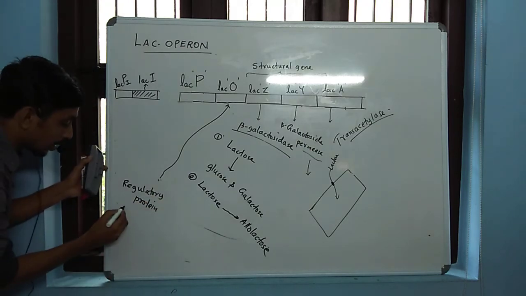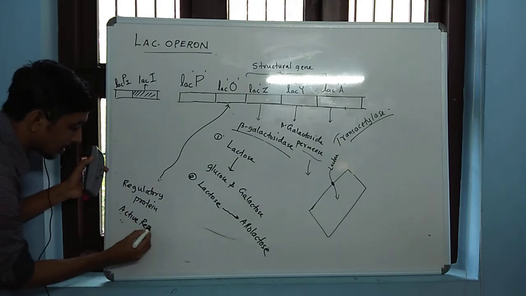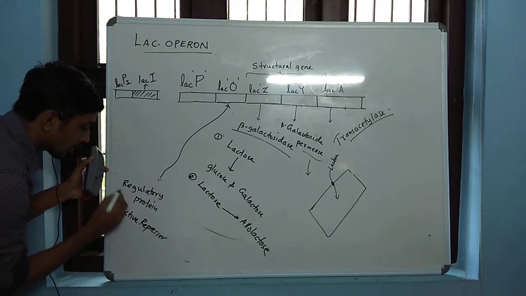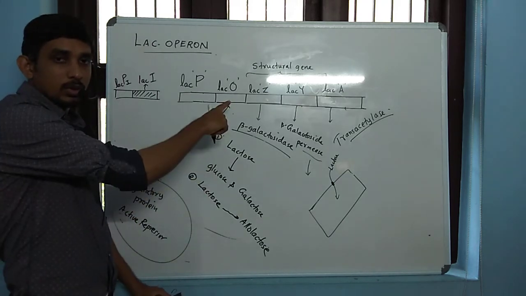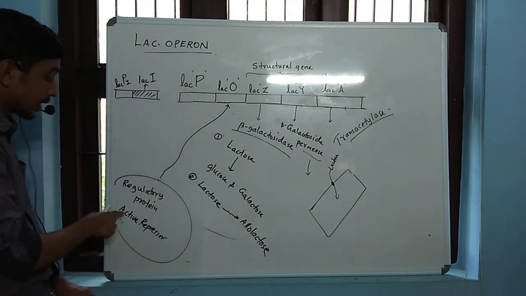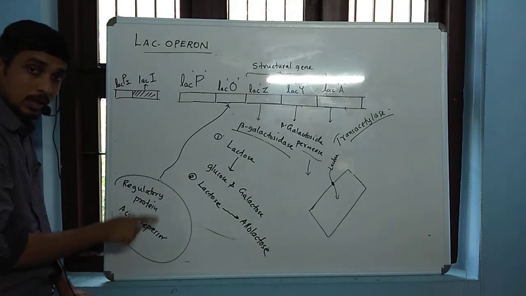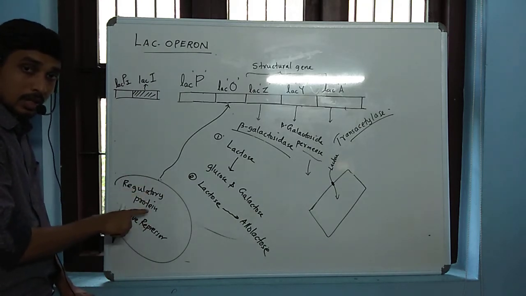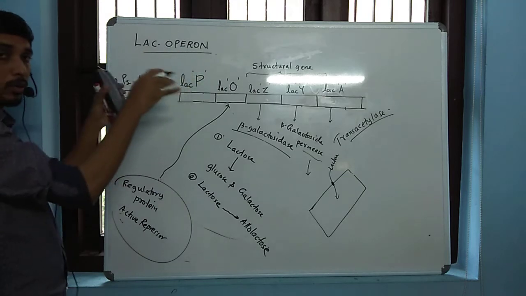This regulatory protein is an active repressor. So lac O, the operator site of the lac operon, acts as the binding site for a repressor regulatory protein, which means the repressor is a regulatory protein which acts as a repressor or inhibitor of lac operon working.